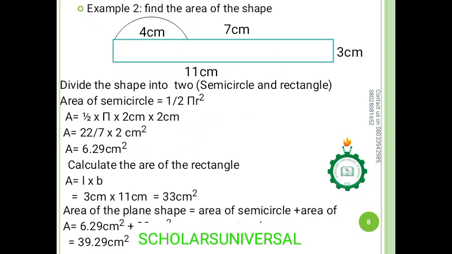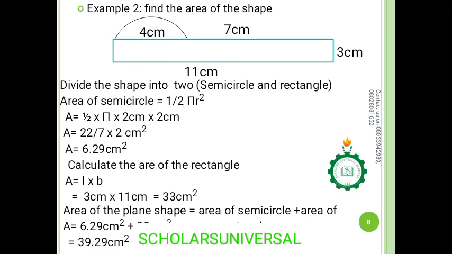Let's look at this composite shape. When we say a composite shape, it means what? When two different types of shapes are combined together. We have the semicircle and we have the rectangle. The semicircle is having a diameter of what? 4 centimeter. If you curve this away from this rectangle, it gives you a semicircle of diameter 4 centimeter.